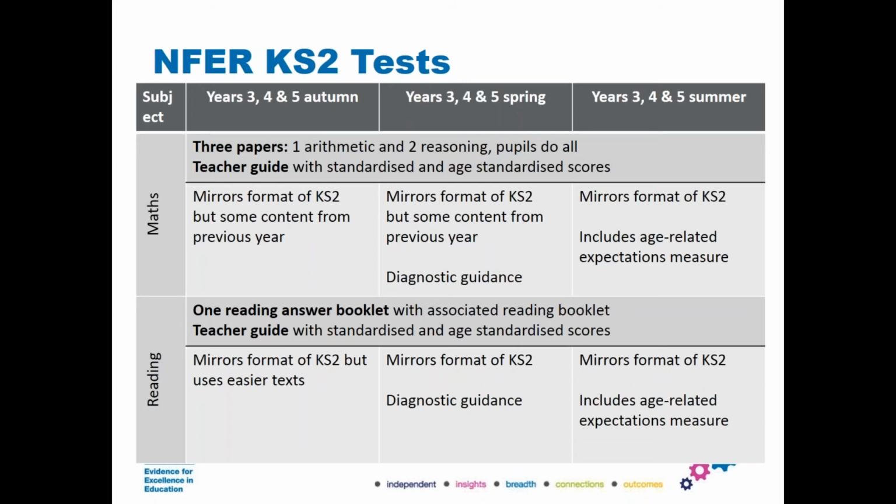So this table just gives a little bit more information about our maths and reading assessments. As you can see, there are 3 assessments for each year, an autumn, a spring and a summer test. They all mirror the format of the Key Stage 2 tests. However, the autumn tests do contain some content from the previous year. Now this is important in making sure that they're an appropriate level of challenge for pupils at the beginning of the year.